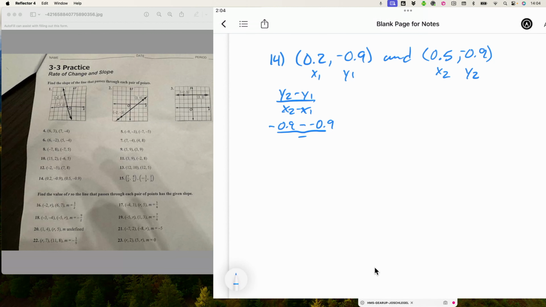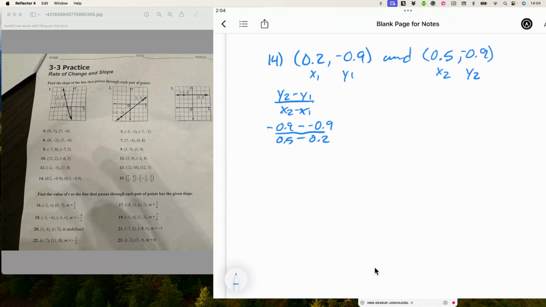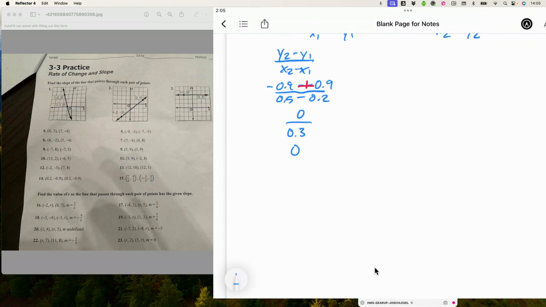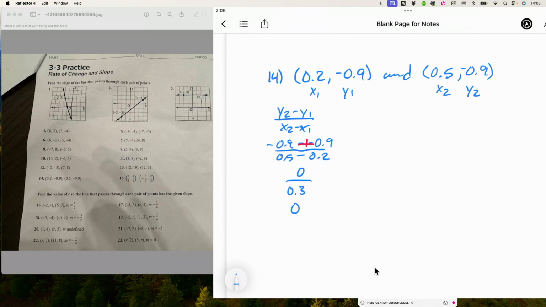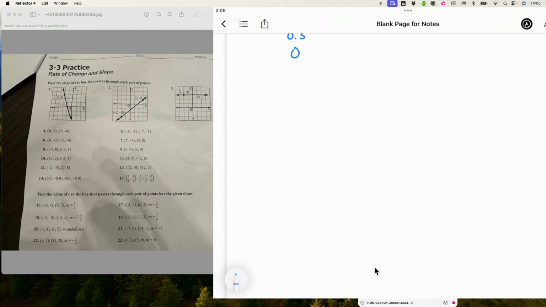Okay. And then 0.5 minus 0.2. The two negatives together are going to turn into a plus. That makes the numerator 0. And we have 0.3 in the denominator. That means this has a slope of 0. I'm going to pause here before moving on.